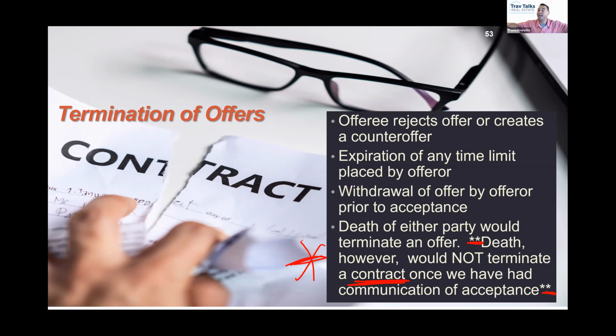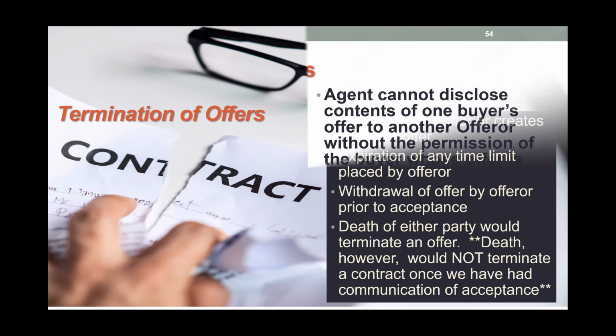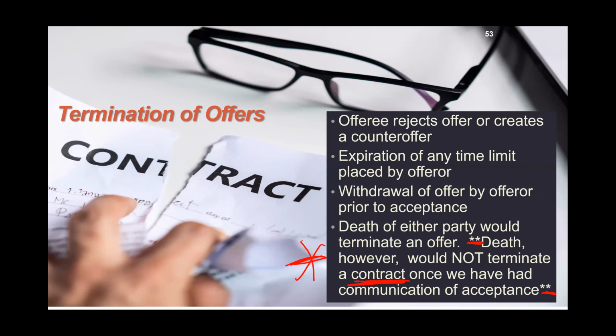That's what's interesting. Offers are super fragile. An offer falls apart like you just whisper at it the wrong way and the offer goes away. But once it becomes a contract, almost nothing will end it. Does that make sense for everybody? Even death. But something happening to the property would end it. Something happening to the property would make the contract voidable. We will talk about that.